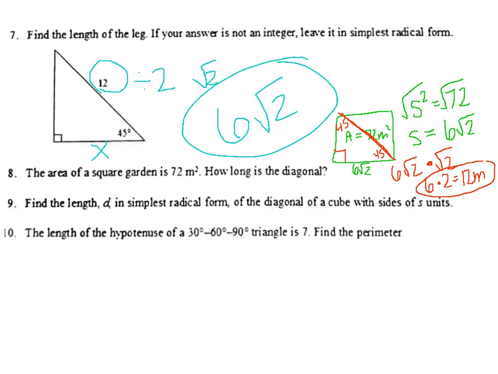Now for number 9, this is a really tricky problem. It's asking you to find the length, d, in simplest radical form, of the diagonal of a cube with sides s units. Okay, so first thing I'm going to do is I'm going to sketch out a cube. And sketch it down here in this empty space. This is not going to be a perfect cube, guys, but it'll work.